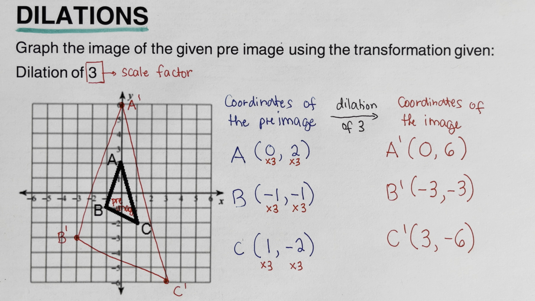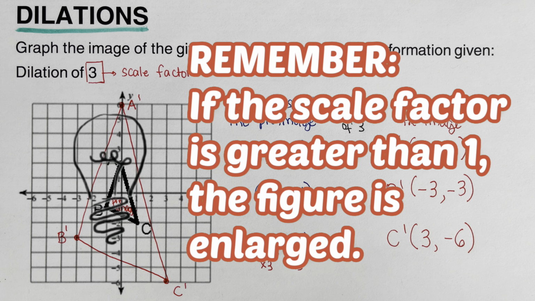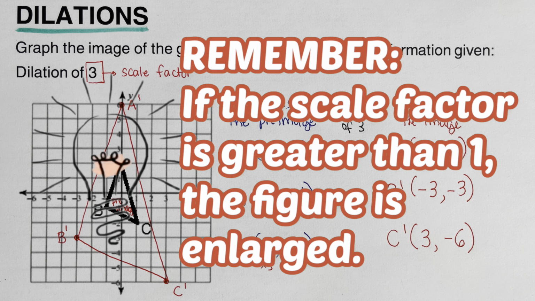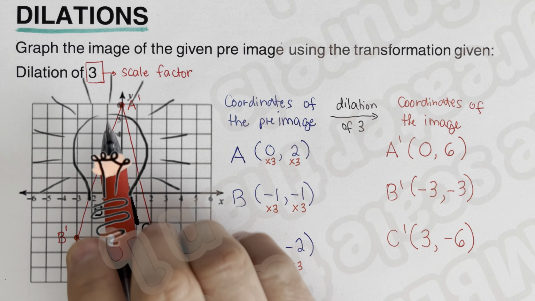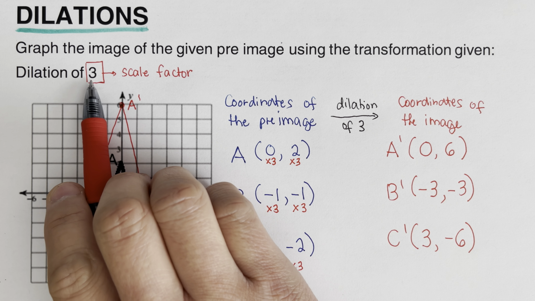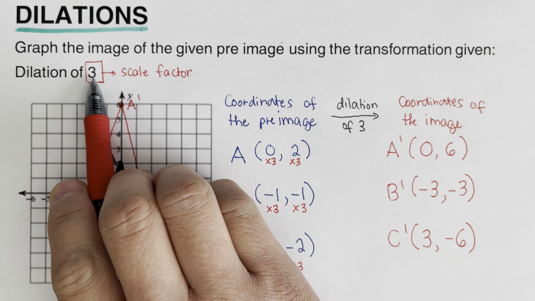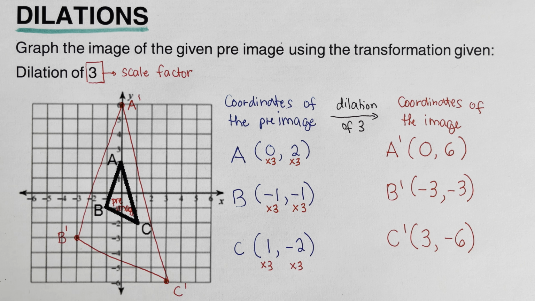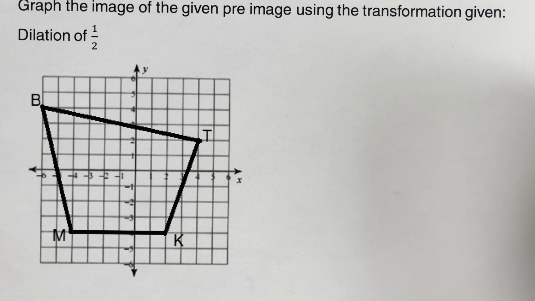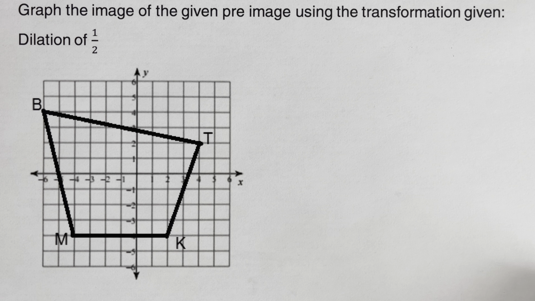Now we remember that if the scale factor is greater than 1, the figure is enlarged. So in this figure right here, since our scale factor is 3, and 3 is greater than 1, the image was enlarged. Now let's move on to the next example right here. At this time, I would encourage you to pause this video and try this problem out on your own. And when you're done, unpause it and check your answer.